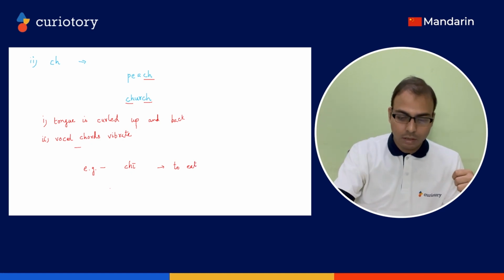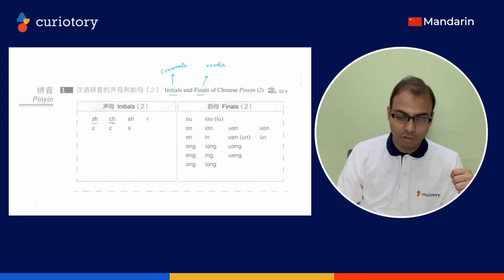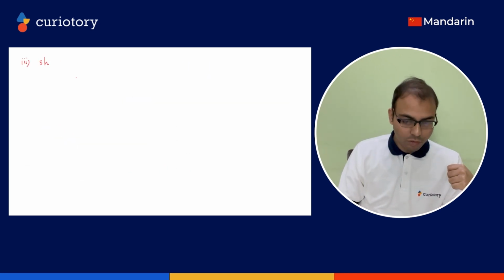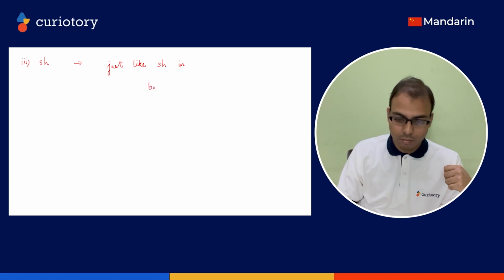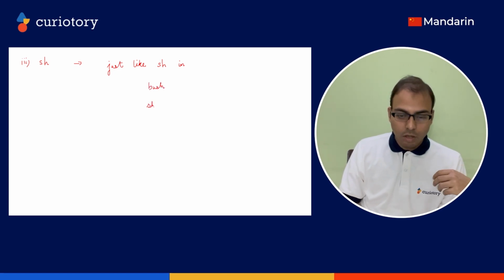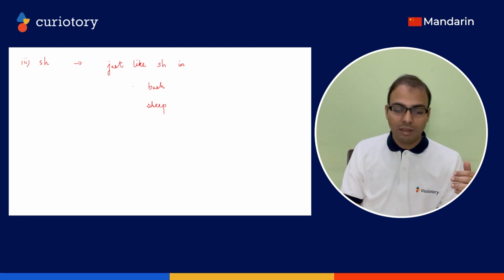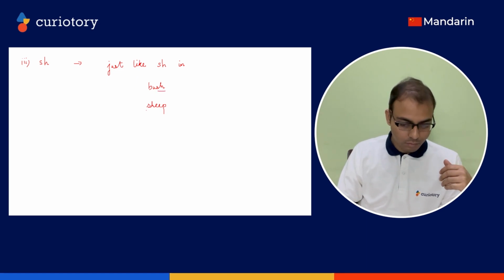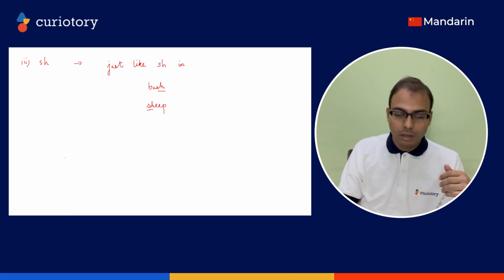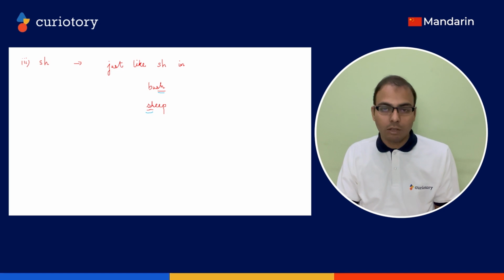Now the third initial which we are going to learn here is sh. What is the rule about sh? Just like the sh in bush or sheep. How do you pronounce sh? Just like the sh in bush or sheep. So it's relatively easy. You have to make sure you pronounce it just like the sh in bush or sheep.